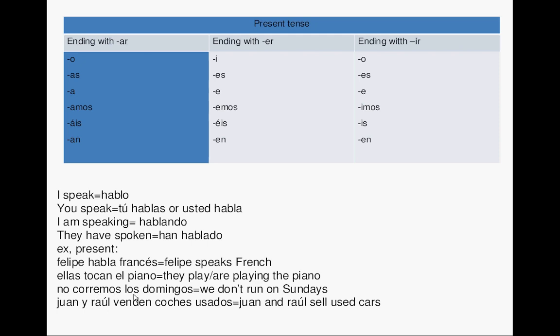Juan and Raúl sell used cars. Juan y Raúl venden coches usados. Sell is vender, which is with ER, and because they are two people, it is the plural third pronoun, and it ends with EN. ER changes to EN, venden. Coches is cars, usados is used.